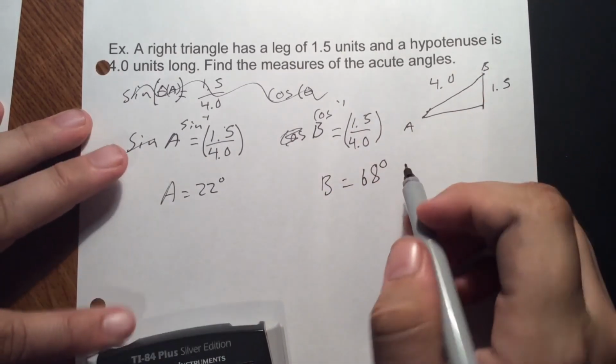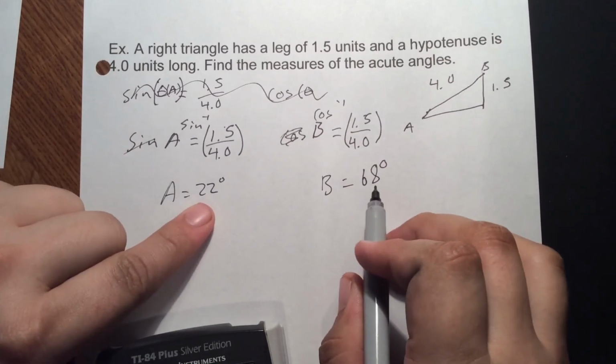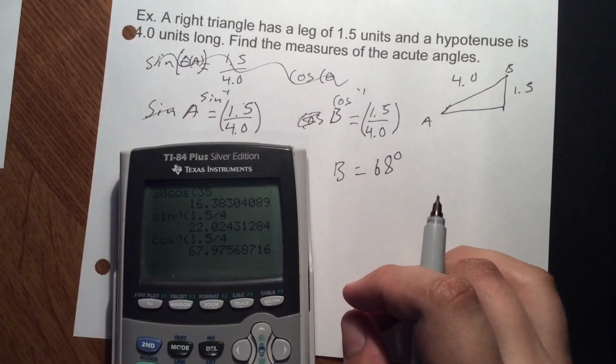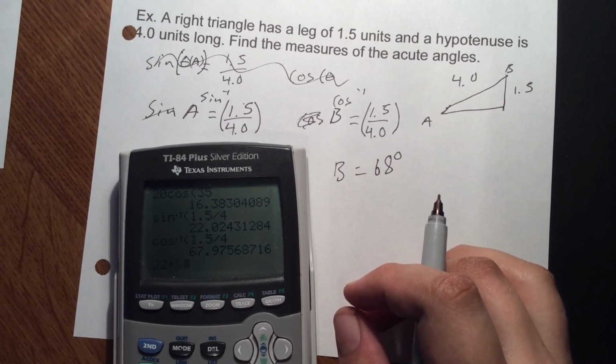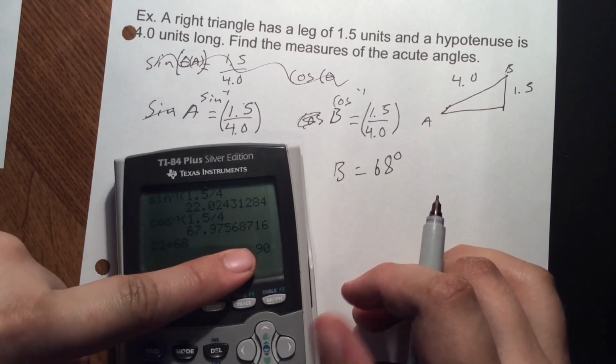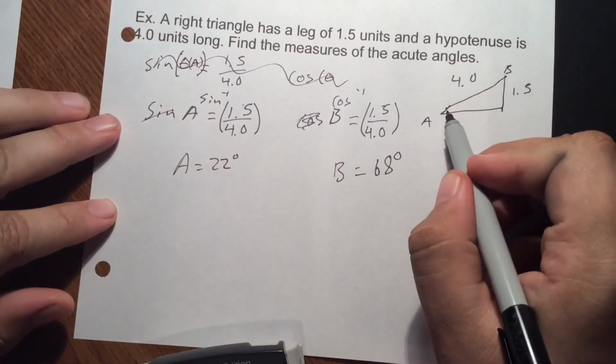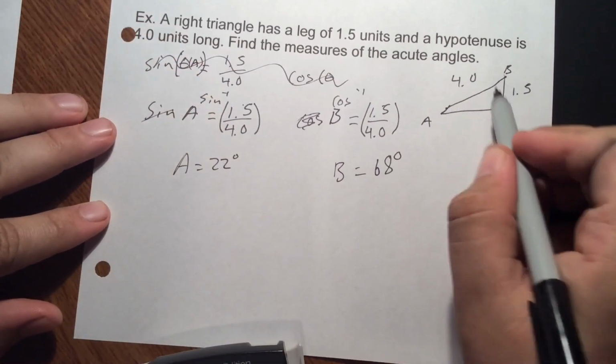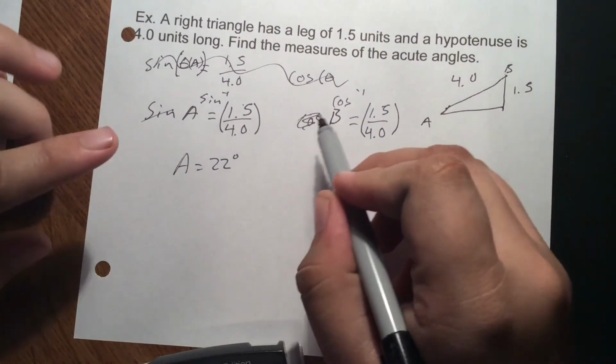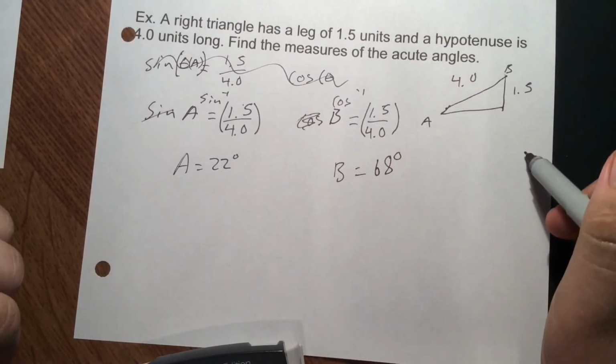Now, one thing that should happen, if you take 22 and you add 68 together, 22 plus 68, notice how we get 90. These two should add up to 90. So theoretically, if we find one, if you just take 90 minus that angle, that'll give you your other one as well. But I wanted to show you using both of these trig functions here.